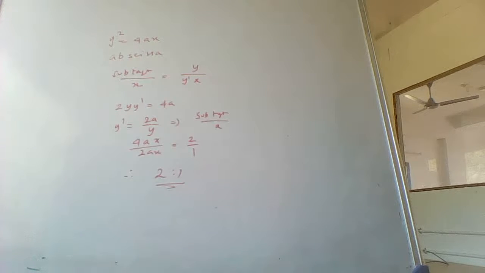Let me explain once again. For the parabola y square is equal to 4ax, what will be the ratio of the subtangent to the abscissa? So let us find. That is the formula we have: subtangent divided by x is equal to y by y dash into x. So when you solve this, you get the ratio which is 2 is to 1.